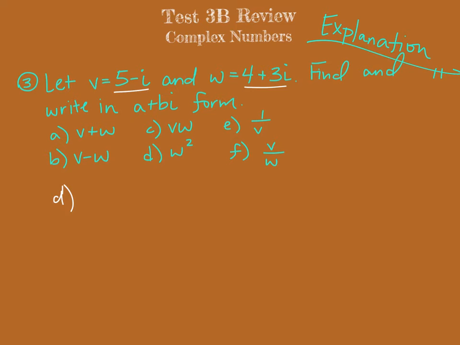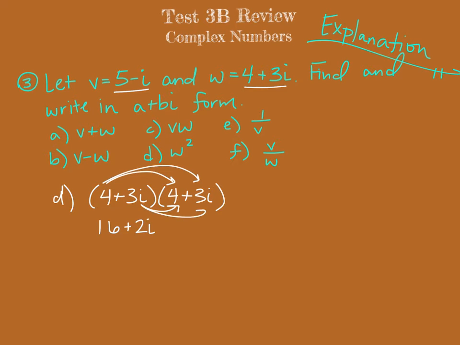To square w means to multiply it by itself, and so this is essentially the same exact type of problem that we just did in part C. Multiplying w by itself means again distributing both terms through, so we'll first distribute the 4 to get 16 plus 12i. Then again, we'll distribute the 3i through, and we'll get another 12i, and then plus a 9i squared. We'll combine these like terms in here to get 24i.